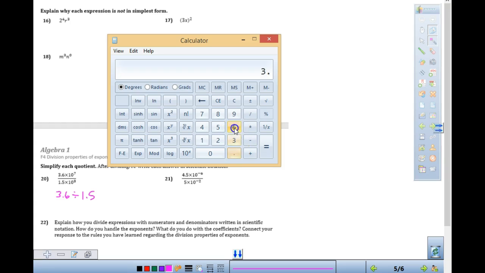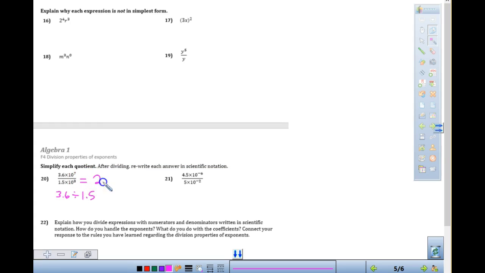So we're taking our 3.6 and we're dividing it, because that is a division line, dividing it by 1.5. What do we end up with? 2.4. So we are looking at this equals 2.4 times 10. And what are we doing with our exponents when we divide? We're subtracting. So 7 minus 3 is going to give us 10 to the 4th. This answer in scientific notation is saying it is.